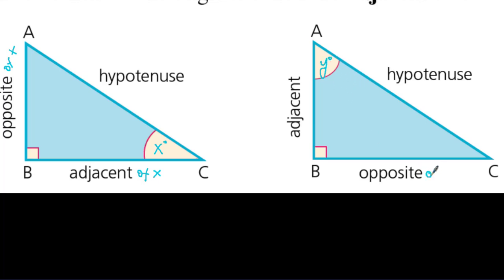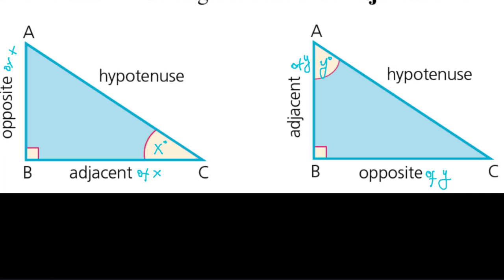And with respect to y, the reference angle becomes y now, and the opposite side of y, this side, BC, is the opposite of y, and the adjacent of y is this side, which is AB. So the last time I'm repeating the same thing: with respect to your reference angle, the opposite side and adjacent side are going to change.